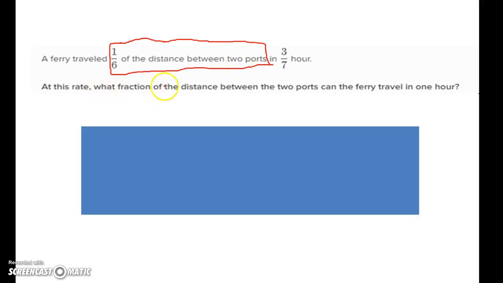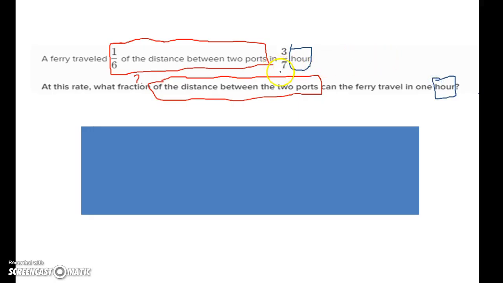And if you look in here, what fraction of the distance between two ports can the ferry travel? See, that's that same label. So that goes together. The question we're looking for matches the label for that first fraction. It says in 3/7 of an hour. So there's our second label. When we're doing proportions, we need two labels. And there's our two labels, hours and distance between two ports.